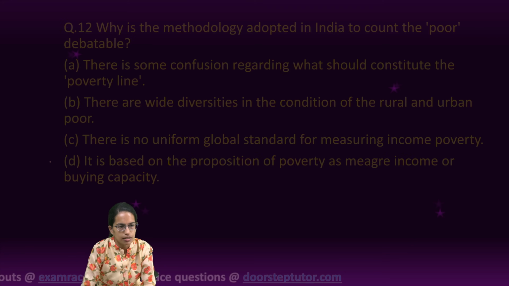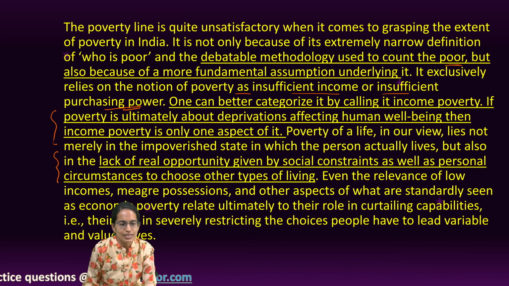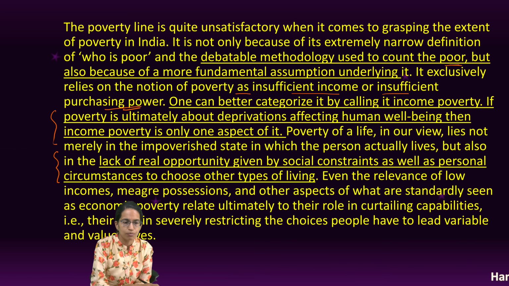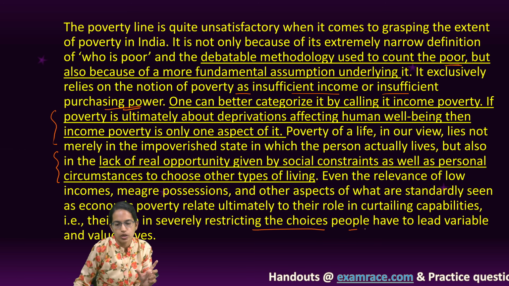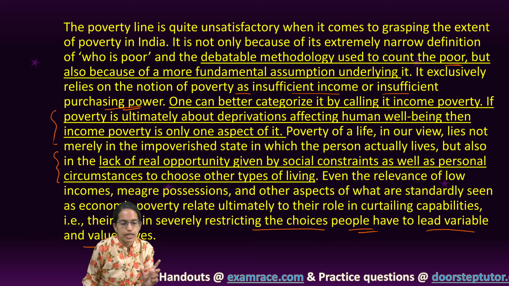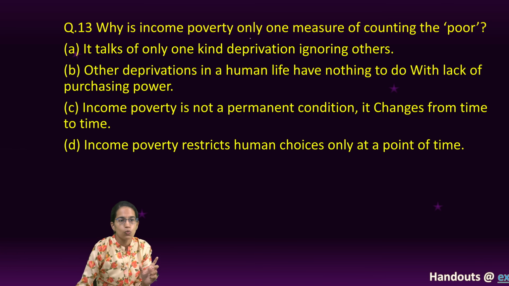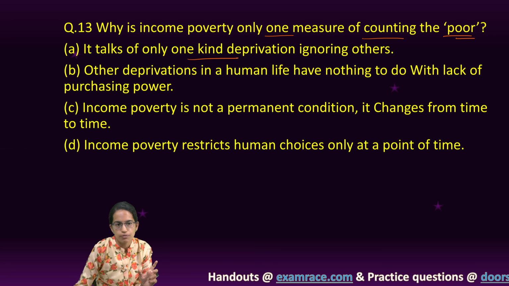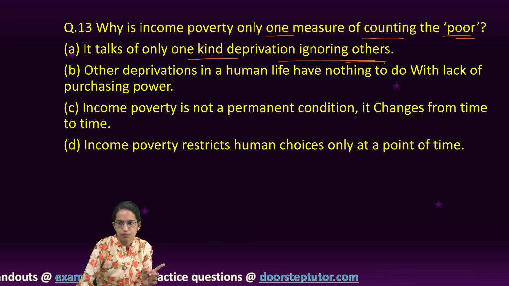Now note, in the remaining lines it has been focused on income poverty as one of the major aspects, and it says that there is lack of real opportunities given by social constraints and personal circumstances, but it's mainly the idea of choice. Restricting the choices of the people has led to varied and valued lives. Okay, so it's basically the idea where we are focusing on restricted choices. So why is income poverty only one measure of counting the poor? Because it talks about only one kind of deprivation, ignoring all other deprivations. That's the correct option here.